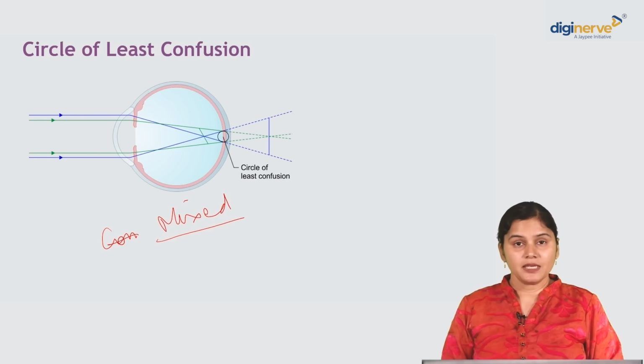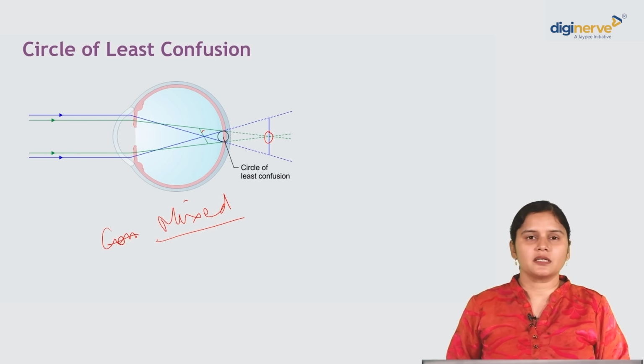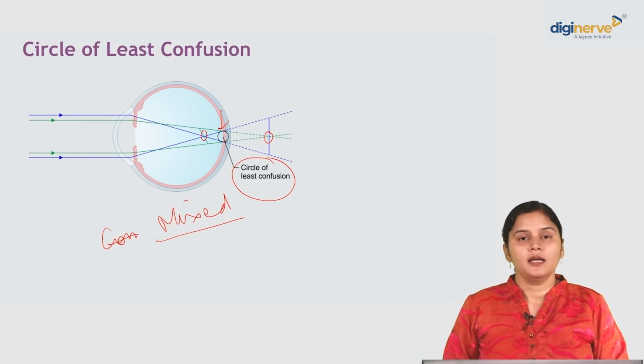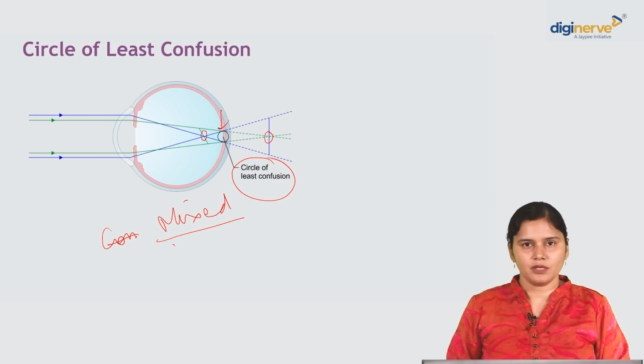Why does mixed astigmatism have lesser symptoms? Because one of the rays focuses behind and one of the rays focuses in front, and there is a circle of least confusion present in between those two meridians, and that falls over the retina. That is why mixed astigmatism usually has lesser symptoms.